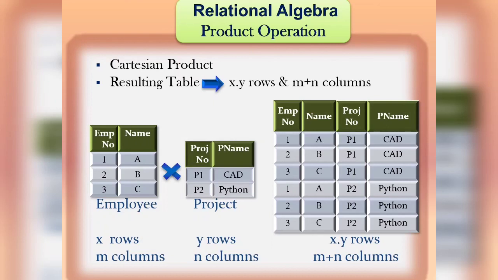In this example, the Cartesian product of employee and project relations results in a relation which has 6 rows, which is the product of the number of rows of employee and project relations. The resulting relation has 4 columns, which is the sum of the number of columns of employee and project relations.